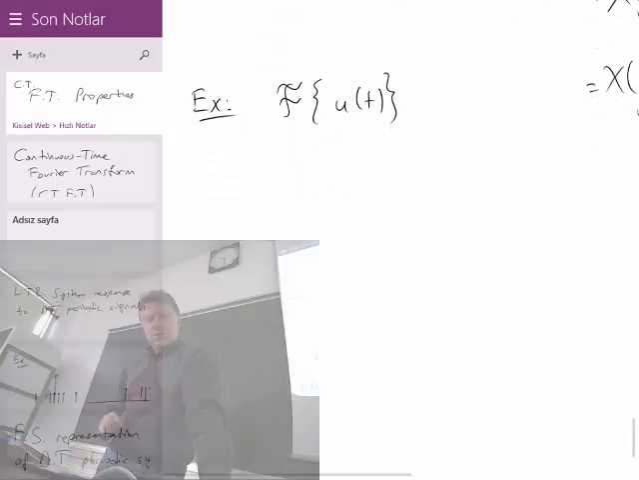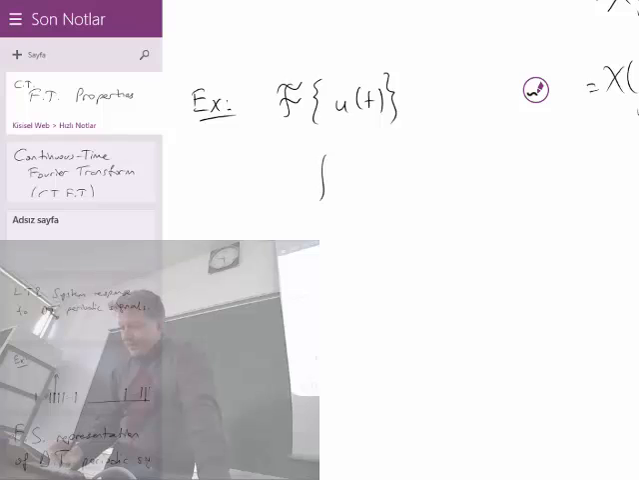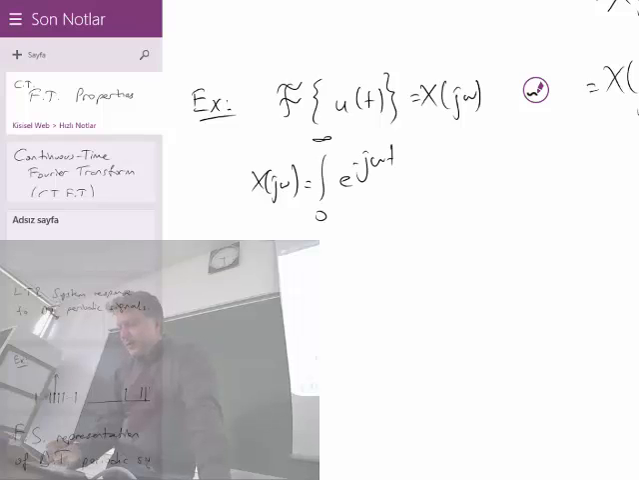If you try to think of it as this integral, let's call it X of j omega. X of j omega is equal to the integral from 0 to infinity of 1 times e to the minus j omega t dt will be your answer. And so the next question will come into the picture. Can you evaluate this integral? What's it equal to?